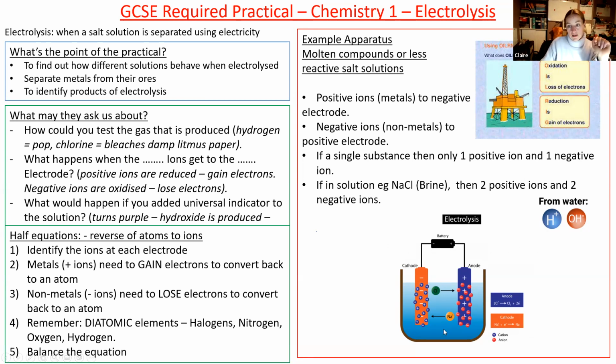Okay, so a non-metal is always negative. It gets attracted to the positive electrode, and it loses an electron. It gives that electron to the anode, and it's oxidized. That's the simplicity of it. The questions will ask you which one's the positive, which one's the negative ion. The metal's always positive, the non-metal's always negative, and then they'll ask which electrode it will get attracted to. Opposites attract.